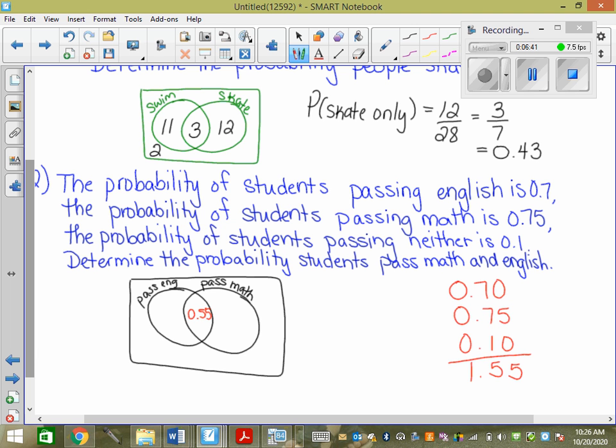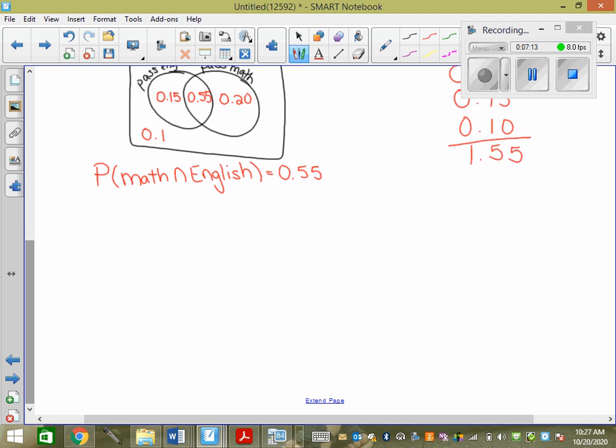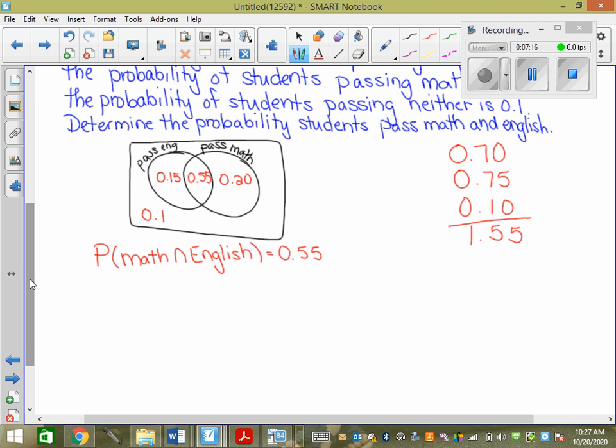0.55. So English only, I just want to figure it out. I don't have to, but I want to. English only is going to be 0.7 minus 0.55, which is 0.15. Math only is 0.75 minus 0.55, which is 0.20. And then this is 0.1 on the outside. Determine the probability students pass math and English. Is what? 0.55.